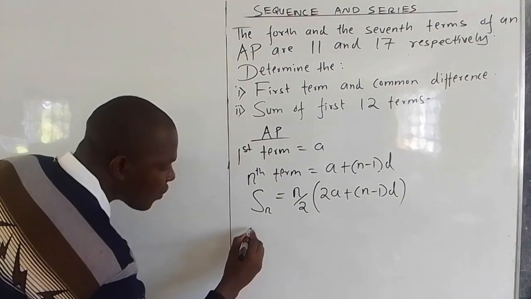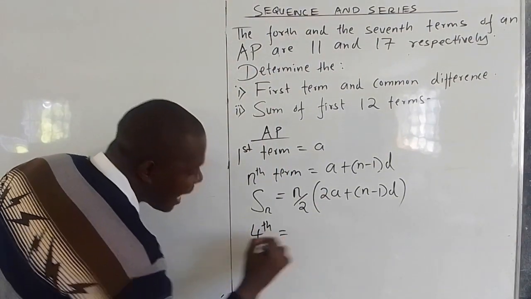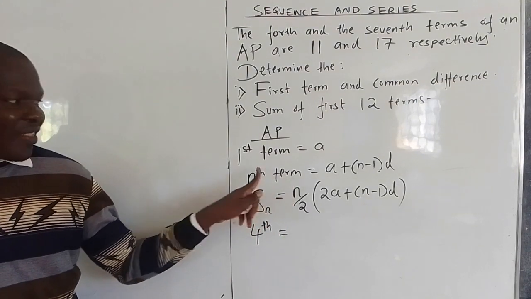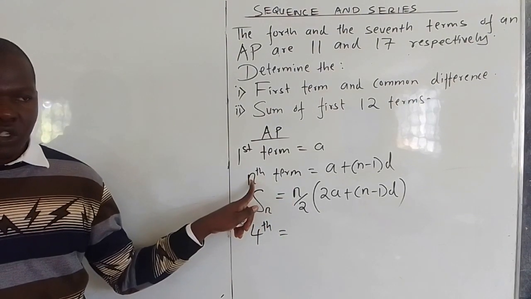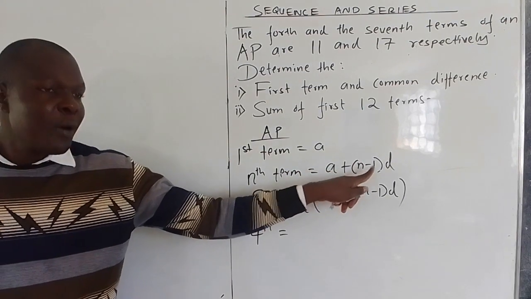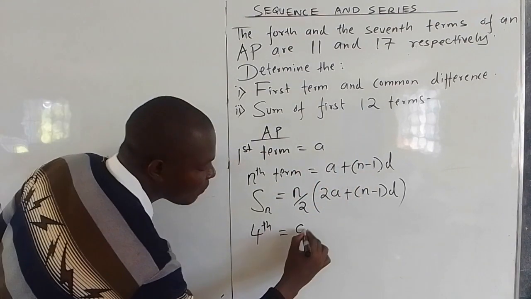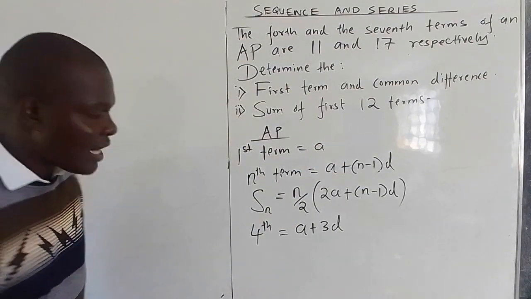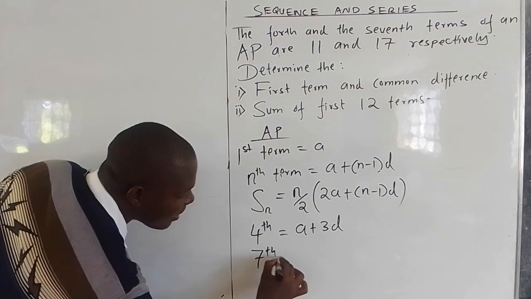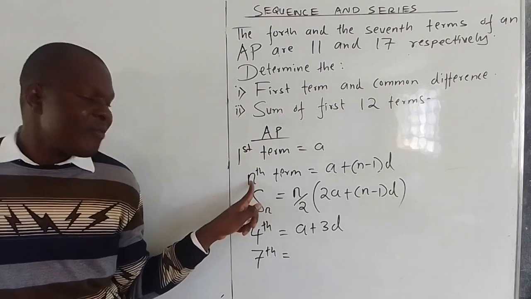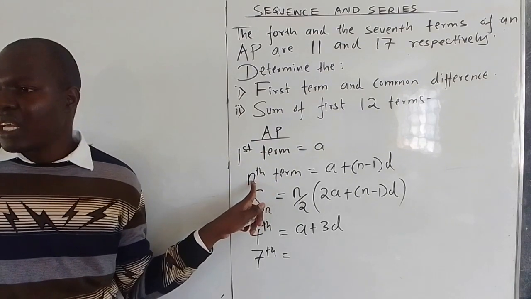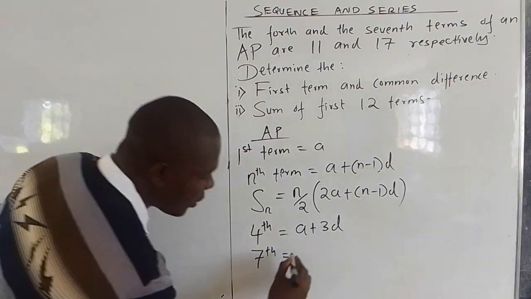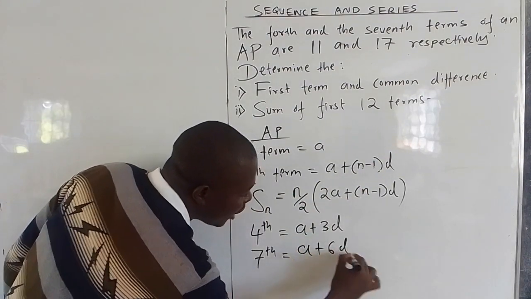So the fourth term, you come and write the fourth term. What is the fourth term? The nth term is given by this, isn't it? Where there is n, you put 4. So the fourth term will be A plus 4 minus 1, so A plus 3D. And the other one is the seventh term. Where there is n, you put 7, so 7 minus 1 is 6D. So we will have A plus 6D.